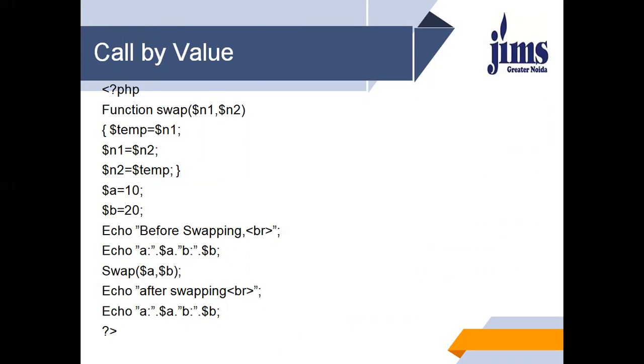This is because the code creates variables $A and $B with the values 10 and 20. It then calls the function swap. Variables $N1 and $N2 are created inside the function, and the values of $A and $B are copied to $N1 and $N2. Then the swapping process happens inside the function. Now we return to the code that called it. The swapping has happened between $N1 and $N2, which is not reflected in $A and $B.